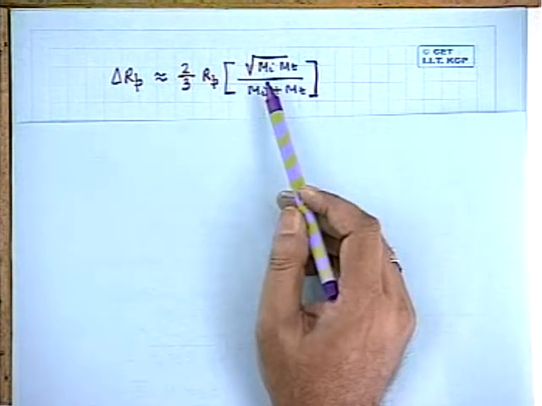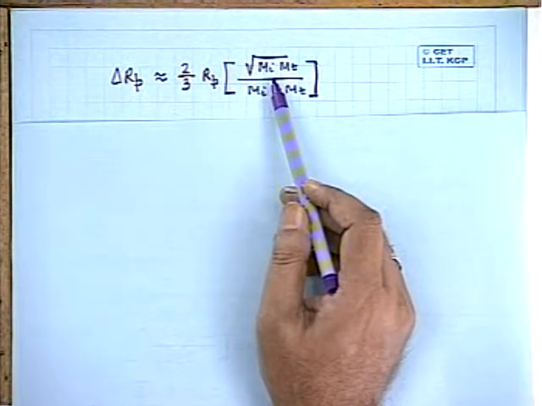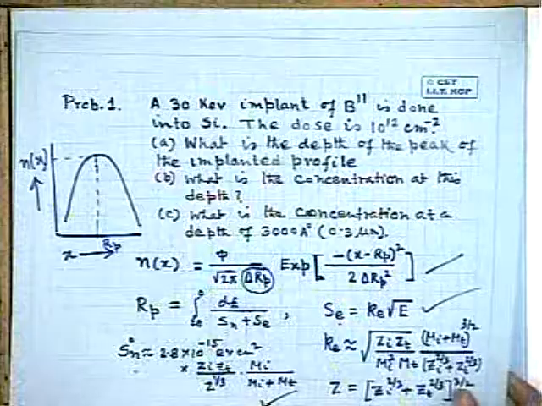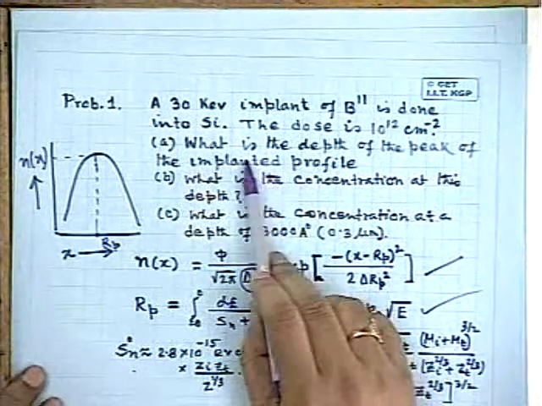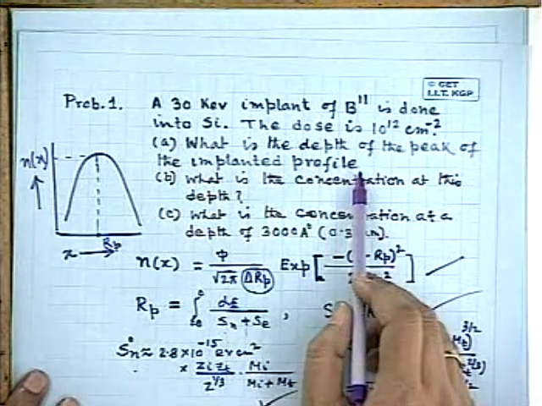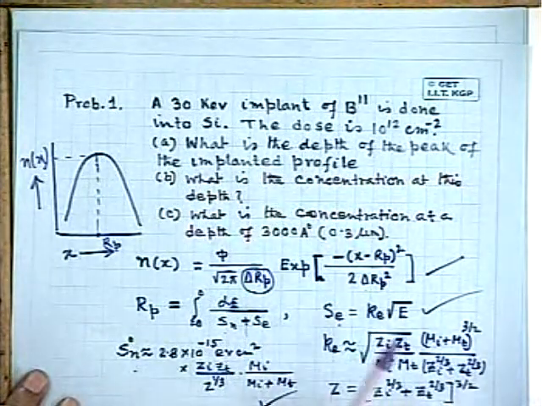And atomic number and mass number are given in that earlier table for the commonly used ions and targets. Targets are, as I told you, silicon or germanium target, and ions are boron, phosphorus, arsenic, antimony, etc. Now, in this particular problem, problem 1, the first question is what is the depth of the peak of the implanted profile, that is the RP value. And that RP value, if you want to calculate, then you need a lot of information.